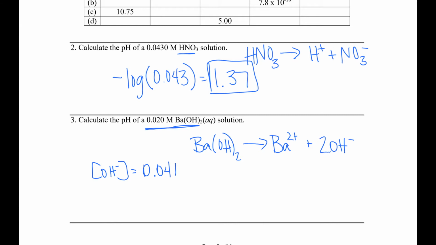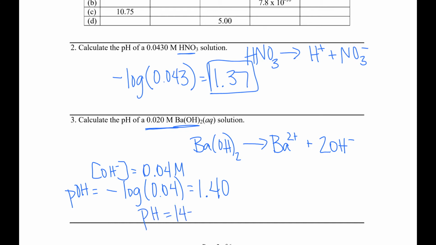So it's 0.04 molar. I cannot go straight to pH from here. I do know how to find pOH from here. The negative log of this is equal to 1.40. In order to find pH, remember we do 14 minus pOH, and I get 12.60. Just remember, if you have any questions, let me know.